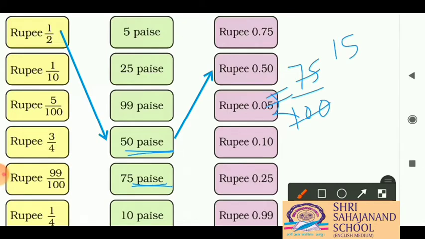Now it is 52 and 50 over... once again you can divide by 5. 53 and 54, so 3 upon 4 you will get. So where do we have 3/4 rupee? So here we have 3/4 rupee.